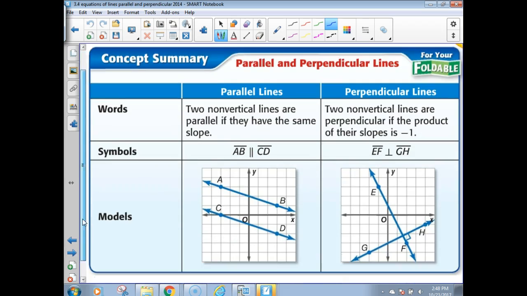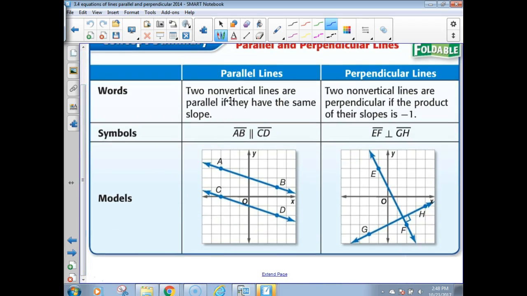Just real quick, this is not on your paper, but non-vertical lines are parallel if they have the same slope. The reason it says non-vertical is because if one's vertical and one's horizontal, they're going to be perpendicular. If two are both vertical, they're going to be parallel. If two are both horizontal, they're going to be parallel. That's a special case. But they always will have the same slope if they're parallel.